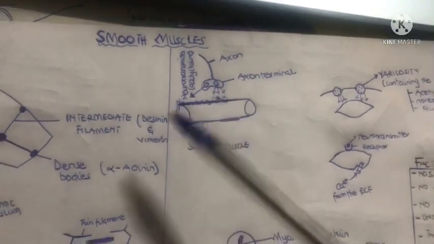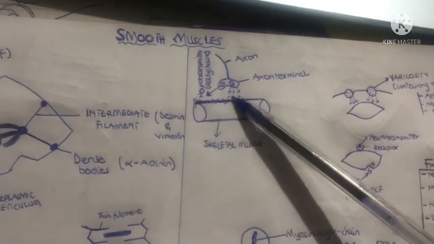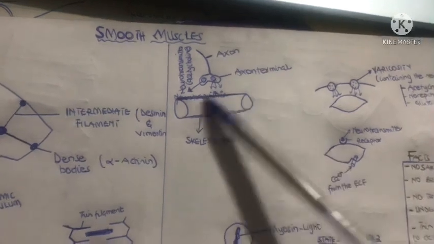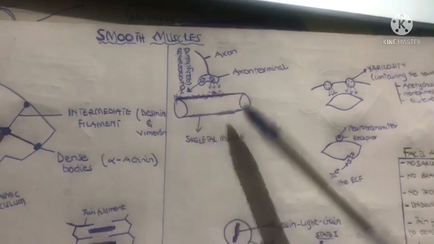The neurotransmitters carry the signal, and upon their release, they bind to receptors on the surface of the skeletal muscle fibers and initiate an action potential in the skeletal muscle fiber, which will lead to contraction.